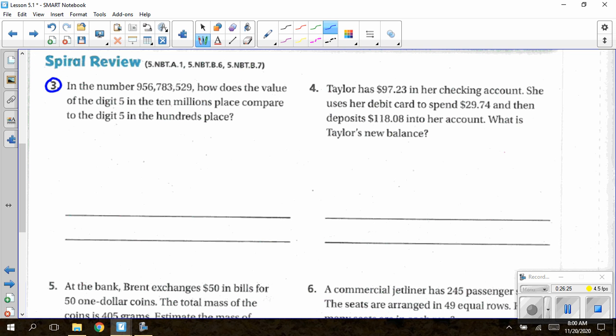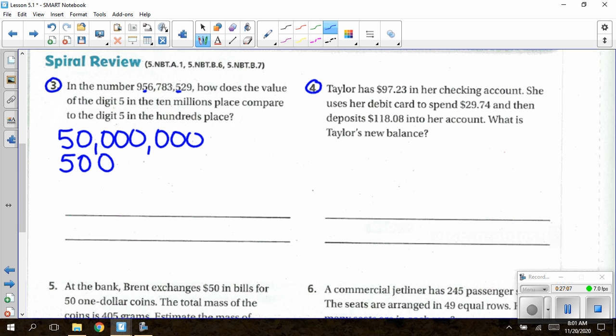You will do questions 3 and 4. So for question number 3, in the number 956,783,529, how does the value of the digit 5 in the 10 millions place compare to the digit 5 in the hundreds place? So I'm looking at the 5 in the 10 millions place, which I know would give me a value of 50 million. And then I'm comparing that to the value of the 5 in the hundreds place. And I know that the value of the 5 in the hundreds place is 500.